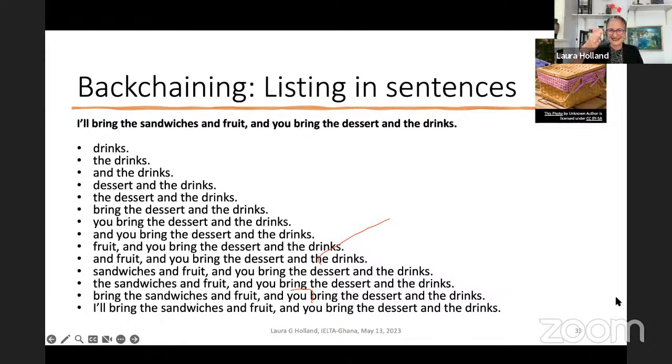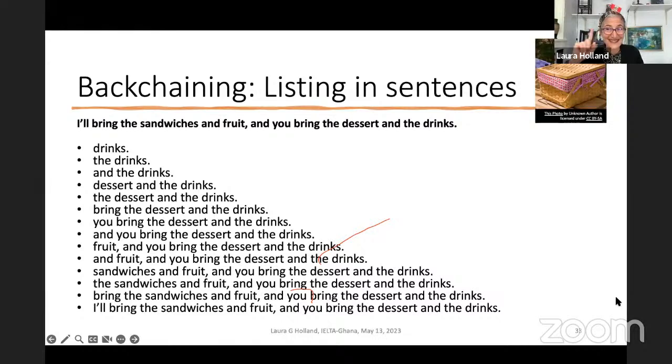Bring the dessert and the drinks. You bring the dessert and the drinks. Nice. And you bring the dessert and the drinks.